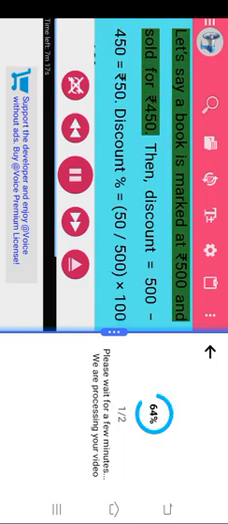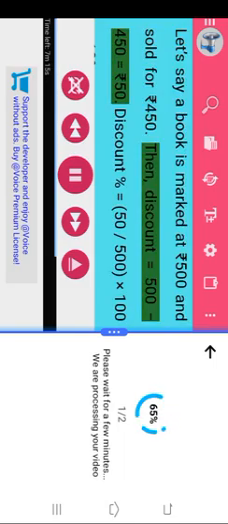Let's say a book is marked at 500 rupees and sold for 450 rupees. Then, discount equals 500 minus 450 equals 50 rupees. Discount percent equals 50 over 500 times 100 equals 10%. In most SSC problems, discount is applied to the marked price to arrive at the selling price.